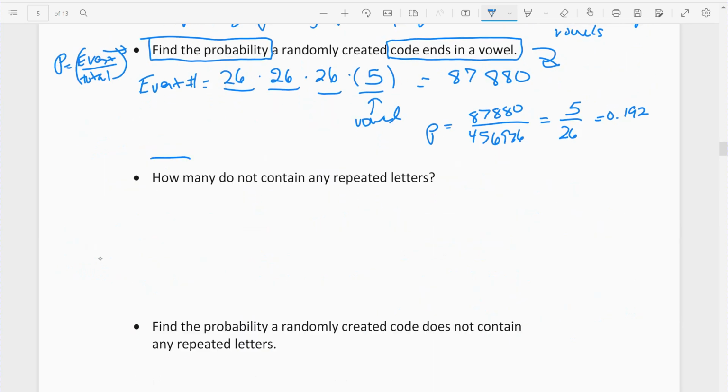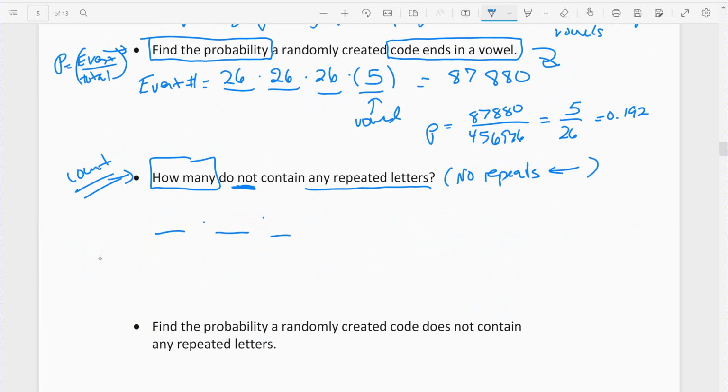All right. How many? So again, we're just counting. When you read the problem carefully, are they asking you for a probability, or are they asking you just to count? How many codes do not contain any repeated letters? So now we're no longer going to repeat. No repeats. So once a letter is selected, you can't select it again. And so we're going to pick our 4 letters again, but we cannot repeat.